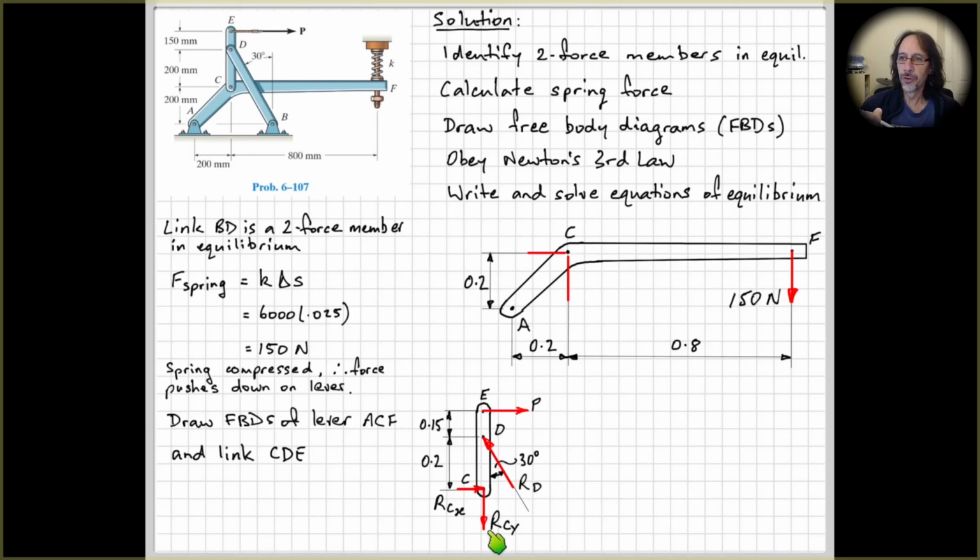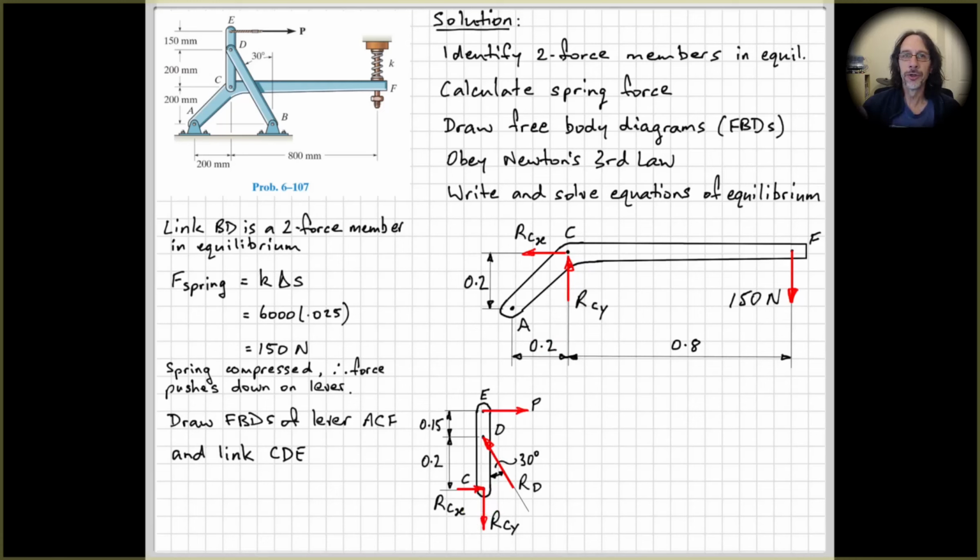Right, so having drawn these or determined these forces and their sense the first time, from then on, I have to obey Newton's third law. So up here, they're RCX and RCY. The vertical force here must be upwards because the force down here on CDE is downwards. And then the force on ACF at C is to the left because the force down here on CDE is to the right. Okay, so what we have here are action-reaction pairs.